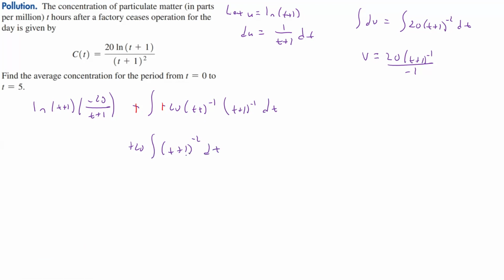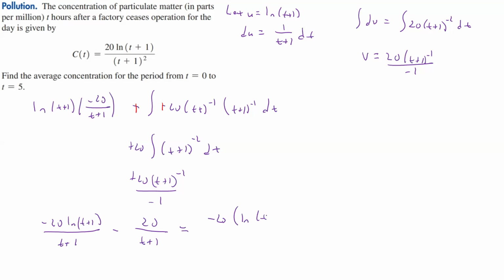And so then this one is going to be what? Well, that's going to be plus 20 times t plus 1 to the negative 1 over negative 1. And so then that becomes, well, let's bring everything down here now. So minus 20 ln of t plus 1 over t plus 1, and then that becomes minus 20 over t plus 1. All right, so we have two fractions with the same denominator. So let's see, what can we do? We can pull out a negative 20, and then that gives us ln of t plus 1, and if we pulled out a negative, that's going to become plus 1, all over t plus 1. So I think we've simplified that into this.